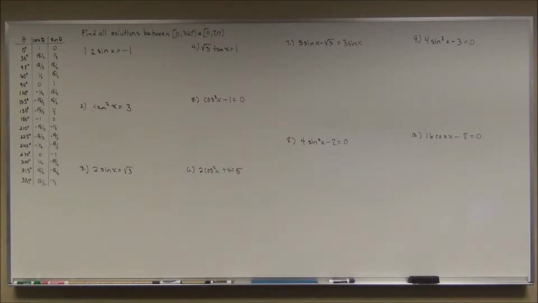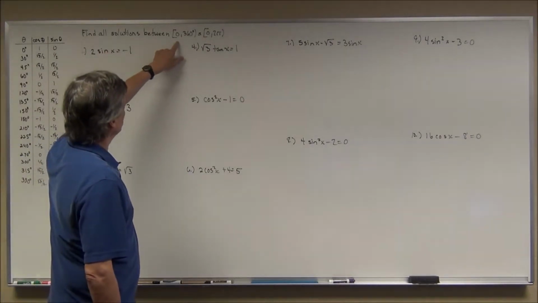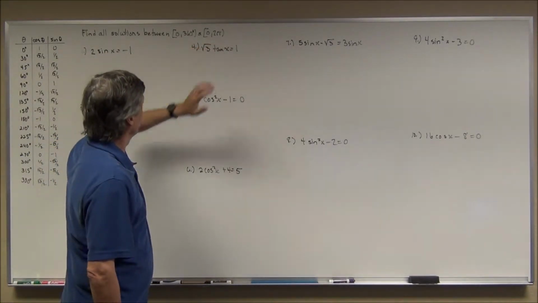Okay, when you're solving trig equations, there are two formats. One is to solve for solutions that are in a certain replacement set, and that's what this one's all about. As you can see, it says find all solutions between 0 and 360 or between 0 and 2 pi.